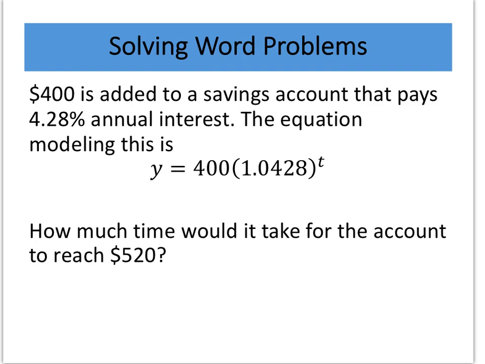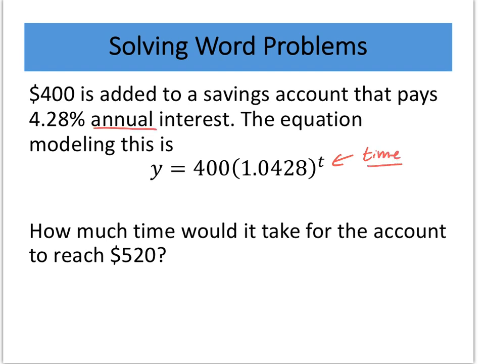So I'll read the example and we'll work through a few of them together, and then I'll give you a few that you can try on your own. So $400 is added to your savings account that pays 4.28% annual interest. The equation that models this is y equals 400 times 1.0428 to the power of t. How much time would it take for the account to reach $520?